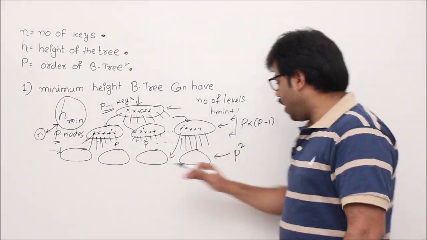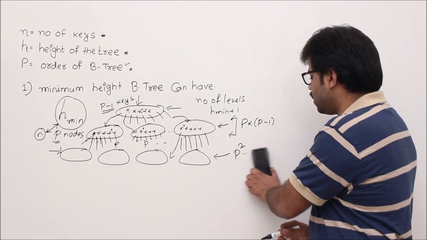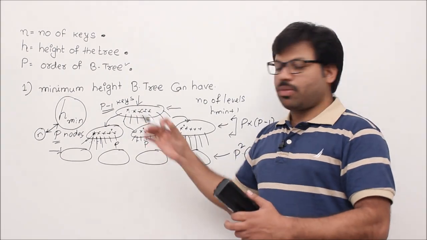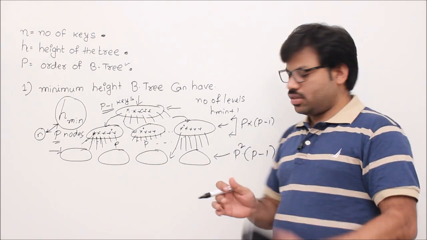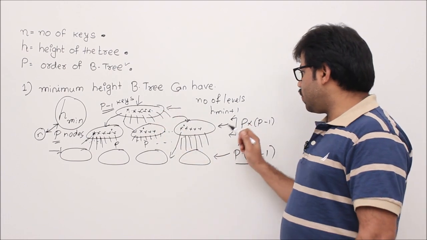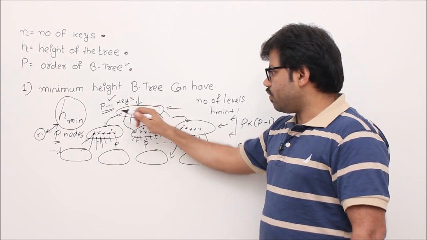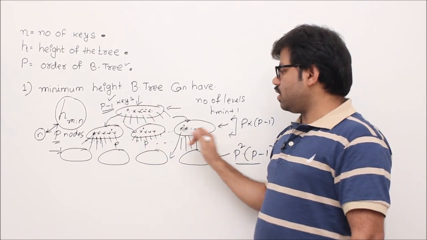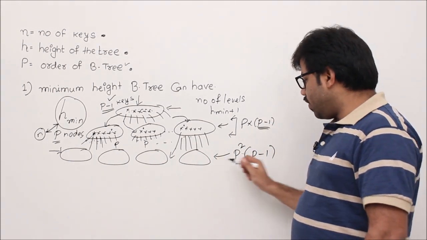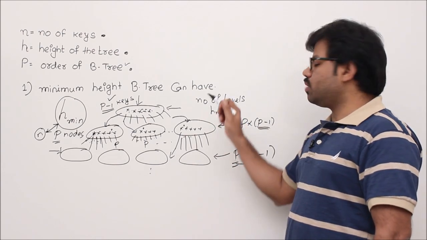Then in this level we have P square nodes, and each node is having how many keys? In the best case P minus 1, right? Here best case means, for our problem, the maximum number of keys. So P square into P minus 1. First there is only one node, that's why the number of keys here is P minus 1. In the next level, because the first node contains P pointers, there are P nodes, each having P minus 1 keys. In the next level you have P square into P minus 1. In that way, how many levels do we have? Remember, h min plus 1.